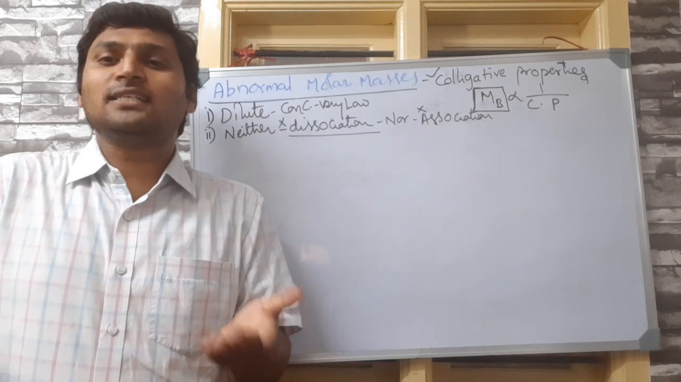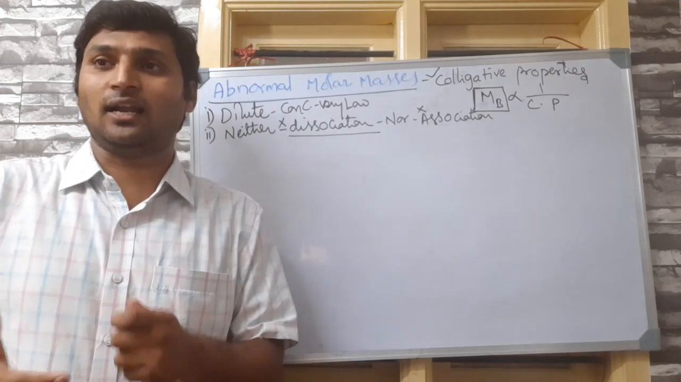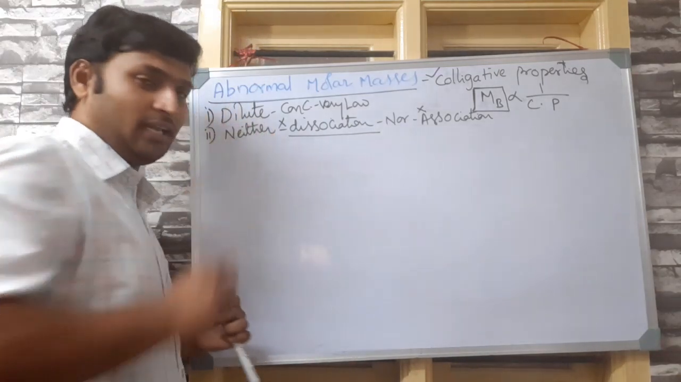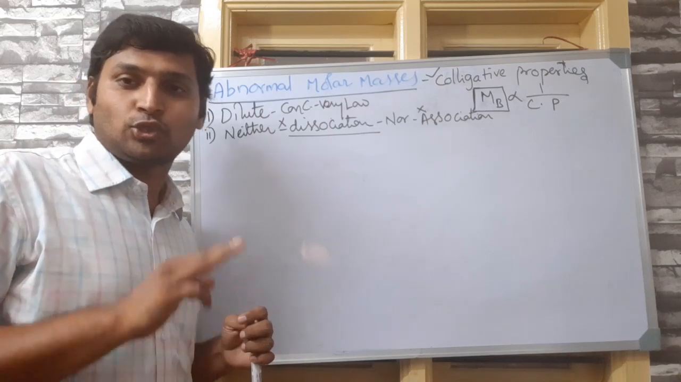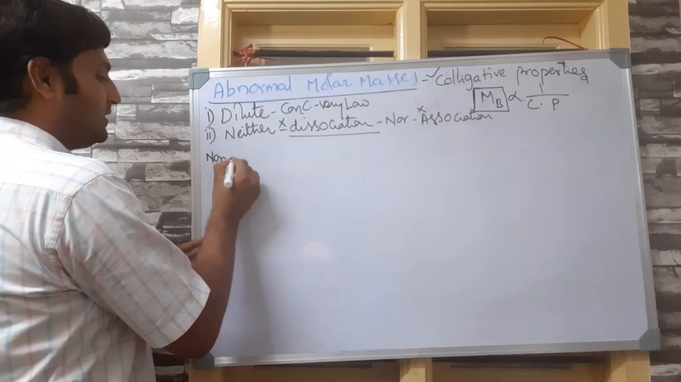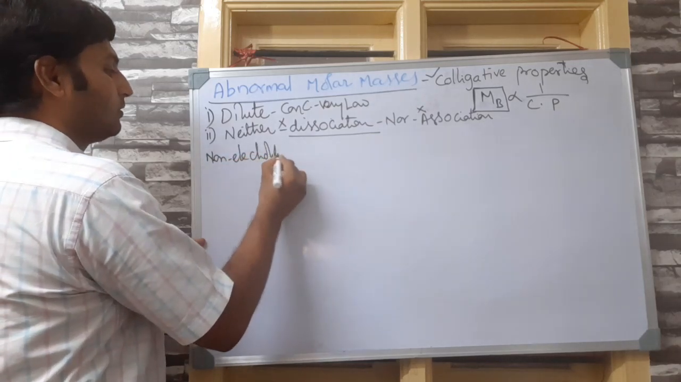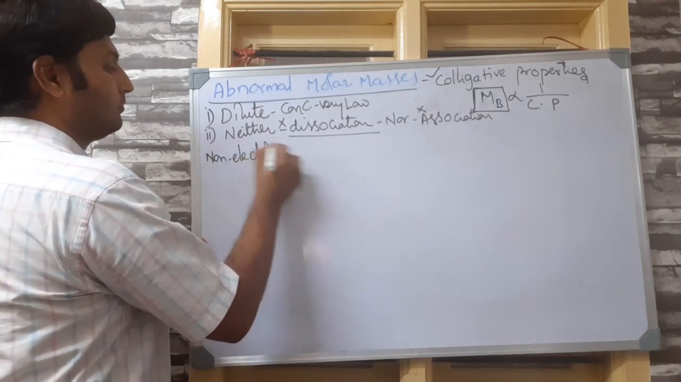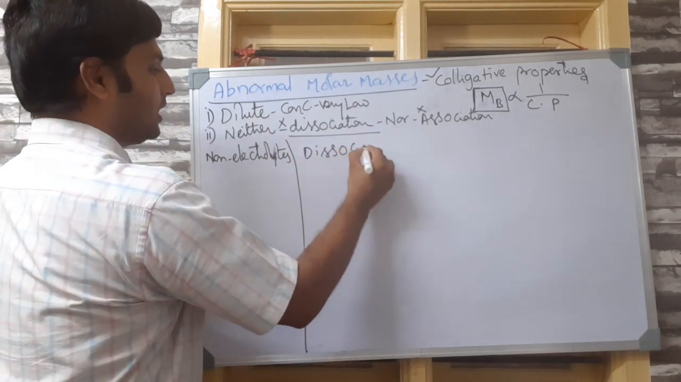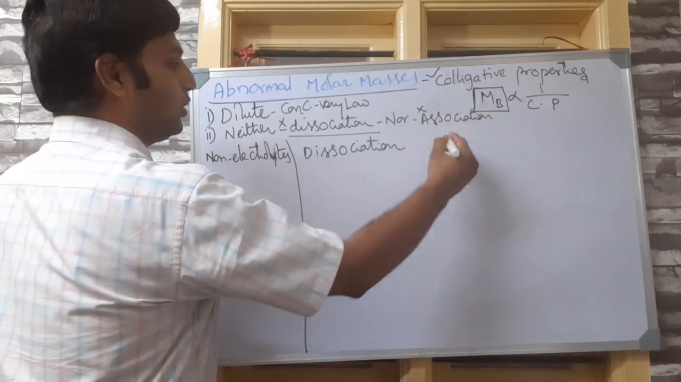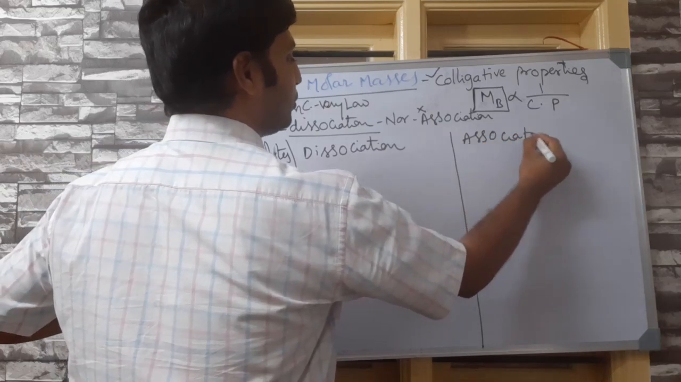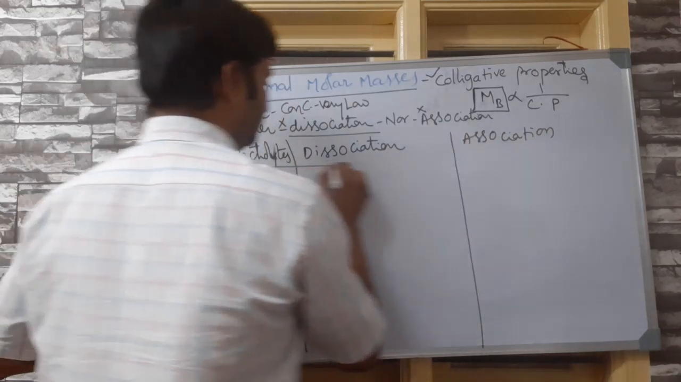Now, what is the problem if it undergoes association or dissociation? Let us understand that. So, accordingly, I can categorize the solutes into three types. First, the non-electrolytes. Second, the electrolytes, the substances which undergo dissociation in the solution. Third, the substances which undergo association in the solution.